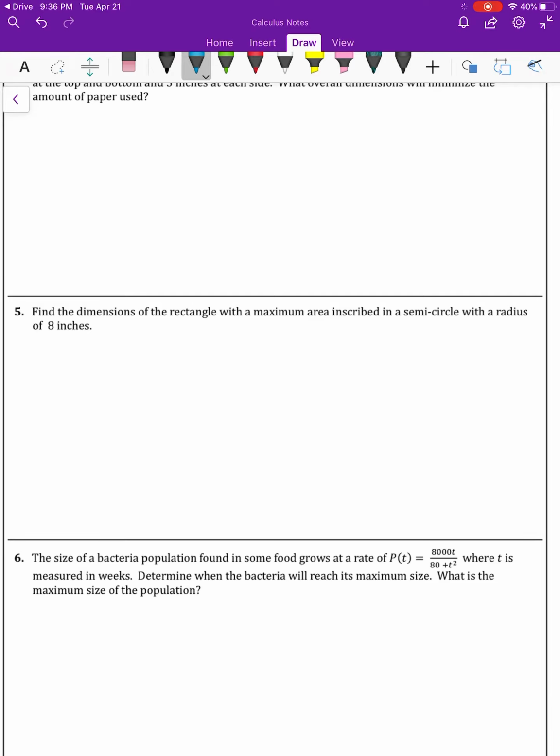Okay, and then the other one that someone asked about was number 5. Find the dimensions of the rectangle with a maximum area inscribed in a semicircle with a radius of 8 inches. So the rectangle is inscribed in a semicircle with a radius of 8. So I think the best idea for this one is to just do one of these semicircles.